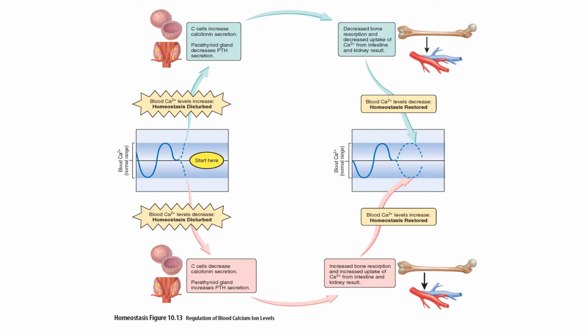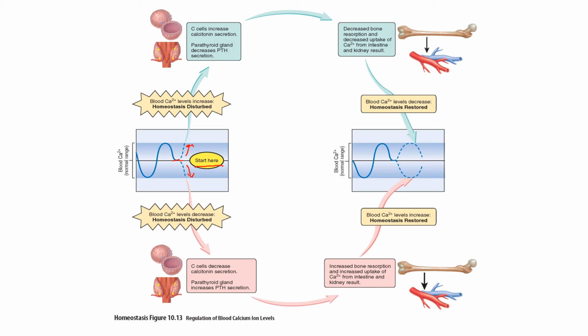So this figure actually shows the regulation of blood calcium ion levels in your body. So let's start here. Okay. So in here you will see that the graph shows that we have the normal range of calcium. Okay. So there are two paths. It can be that there is an increase in the calcium levels, or it can also be a disturbance or a decrease in the calcium levels in your blood.